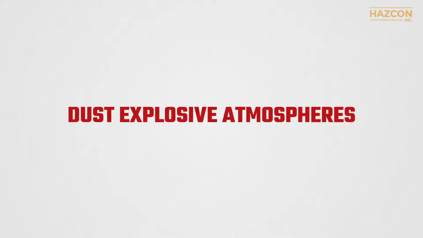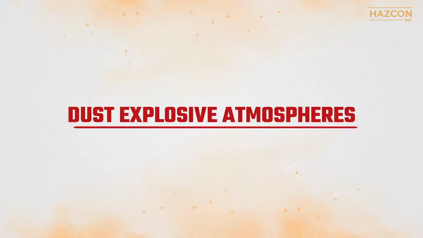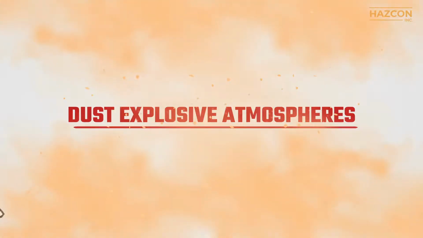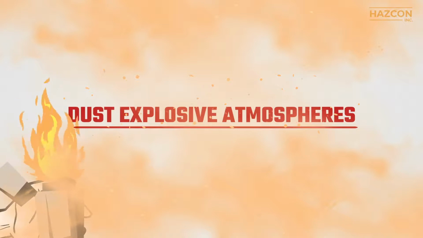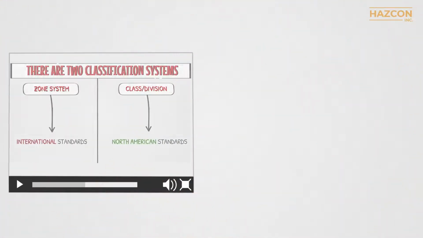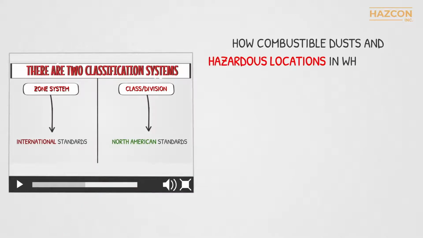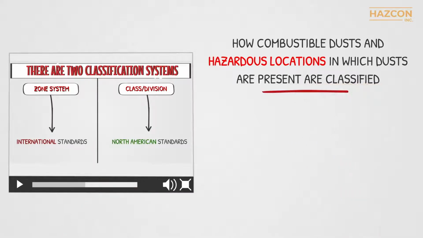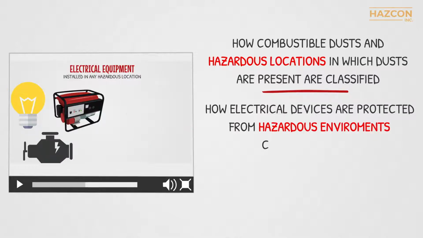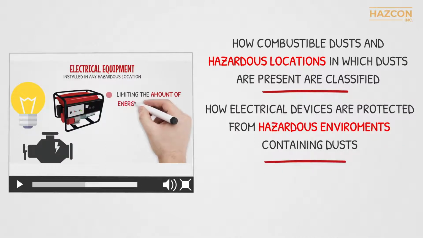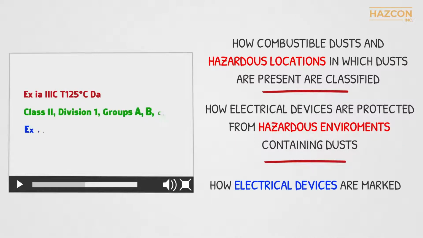Dust explosive atmospheres are locations that are hazardous due to the presence of combustible dusts. Small combustible dust particles can burn easily and rapidly. A sufficient quantity of them can cause an explosion. In this animation, we will review how combustible dusts and hazardous locations in which dusts are present are classified, how electrical devices are protected from hazardous environments containing dusts, and finally, how electrical devices are marked.